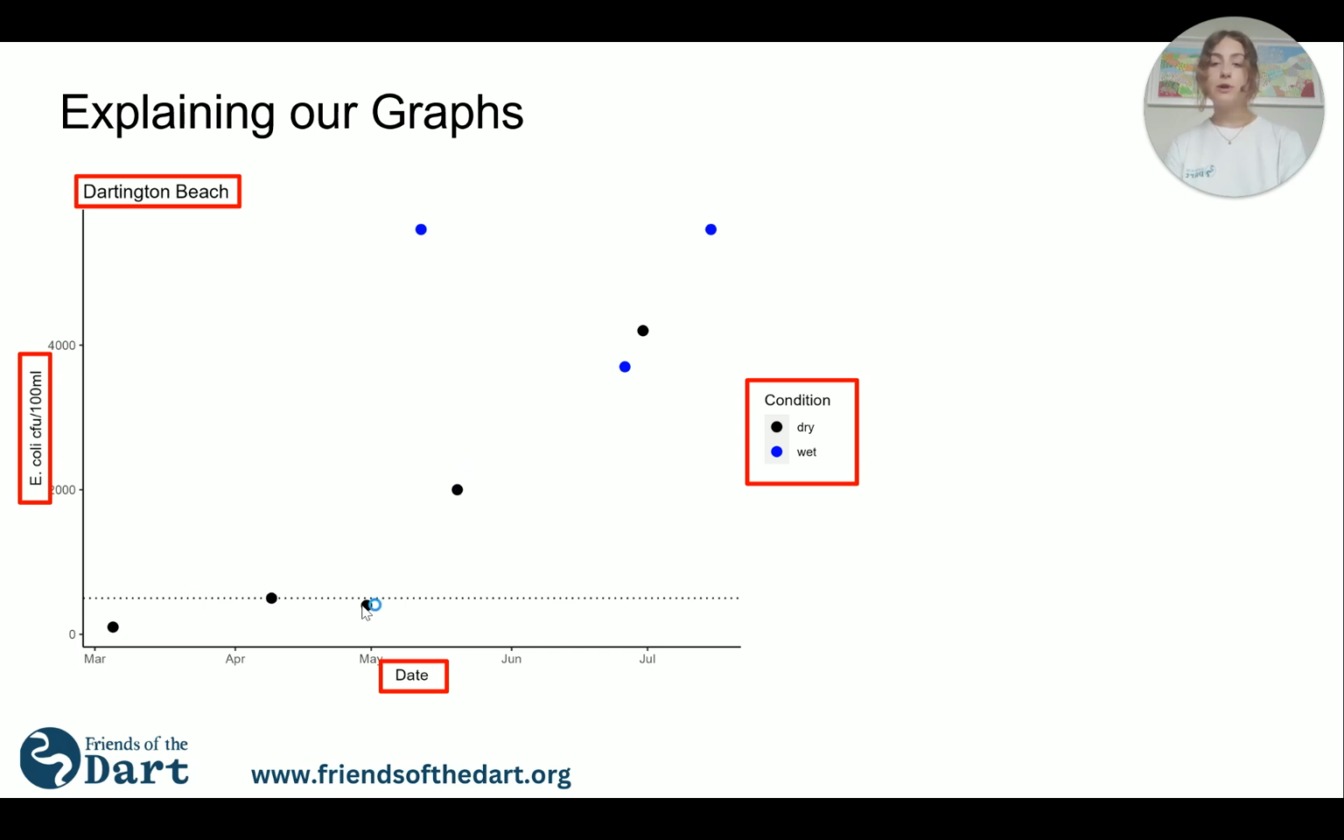On the right, you'll find the key which explains the different coloured data points. So all of the black data points represent samples that were collected under dry weather conditions, and all of the blue data points are samples that were collected under wet weather conditions. And each graph will have a dashed horizontal line.